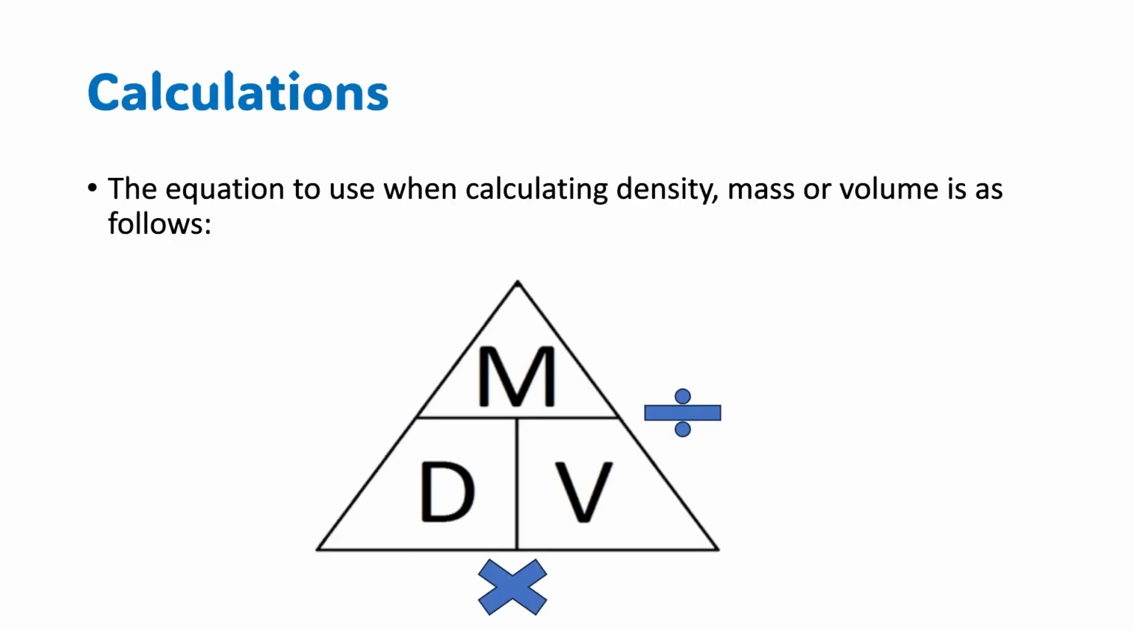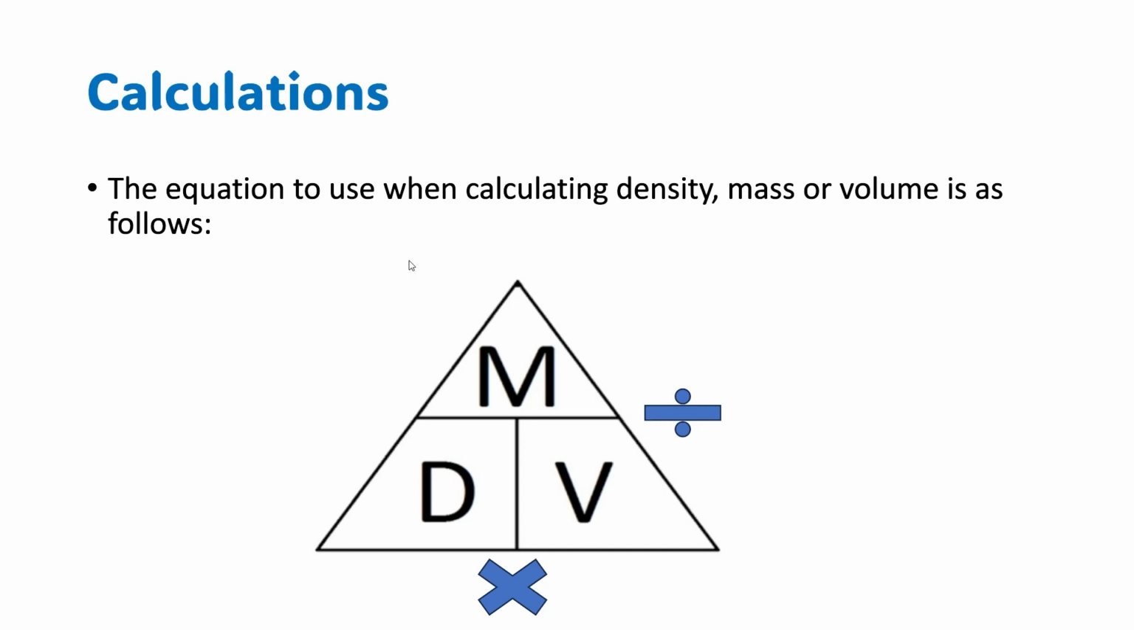Let us look at the calculations on density. This triangle is very helpful and can be used in other physics concepts as well. This line indicates divide, and this line indicates multiply. An easy way to remember this is to see M as the master of the rest, so it goes at the top.